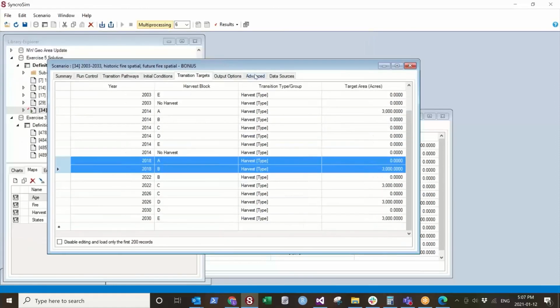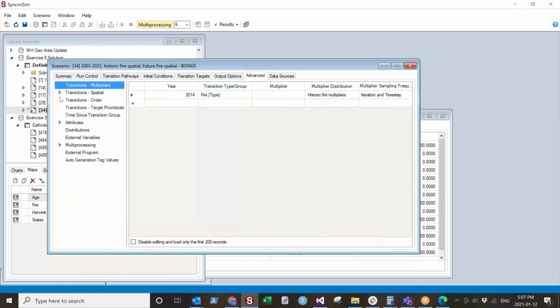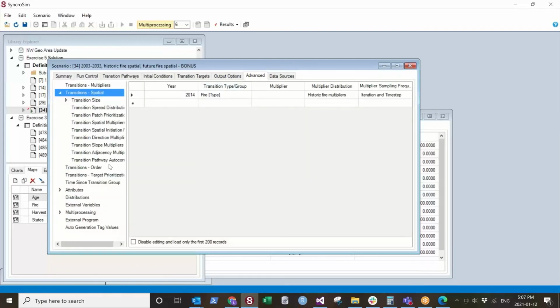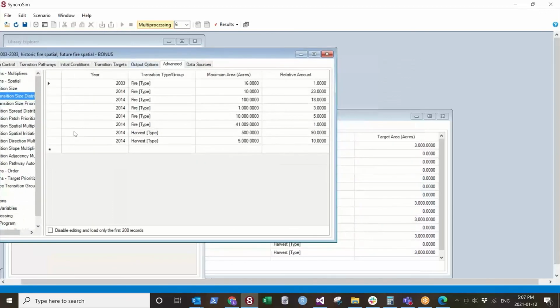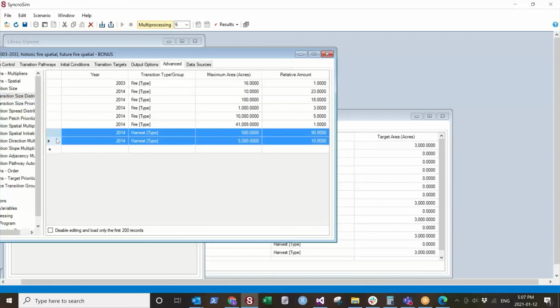The second input was to the transition spatial size distribution. We had to add 2 rows for harvests. Starting in 2014, I want 90% of my harvest blocks to be 500 acres or less, and 10% to be somewhere between 500 acres and 5,000 acres in size.